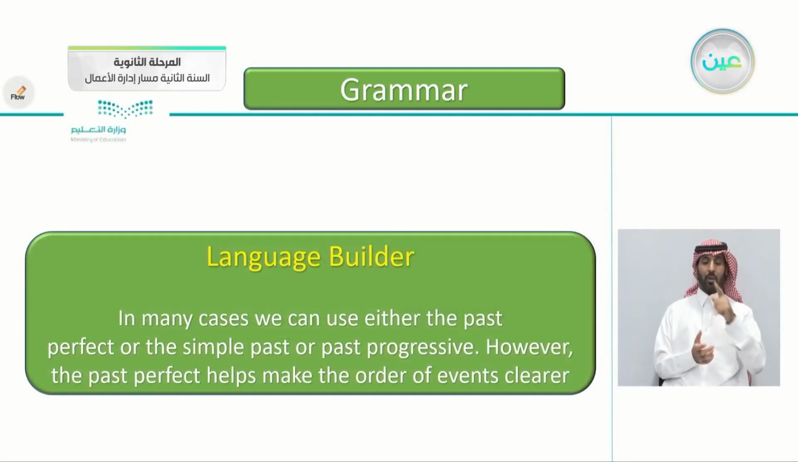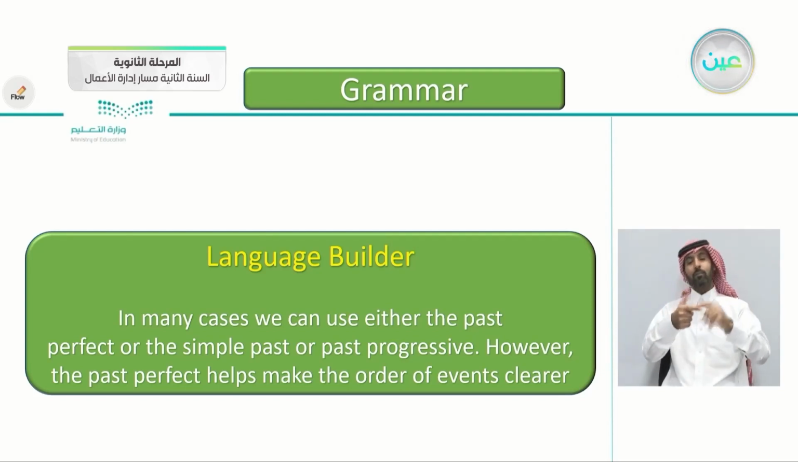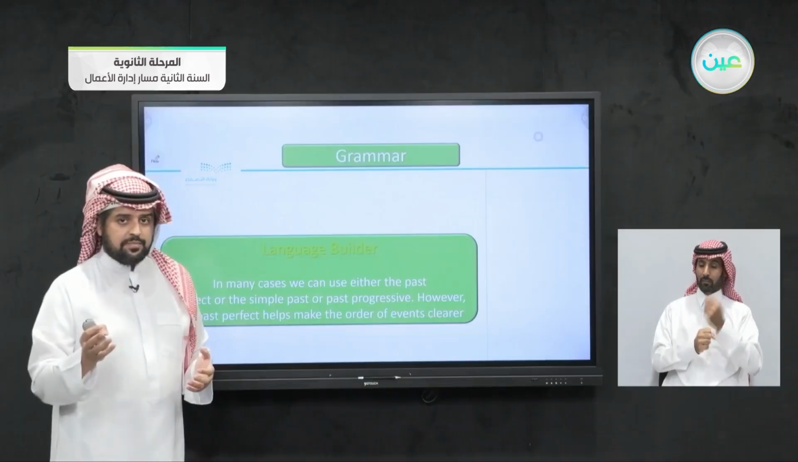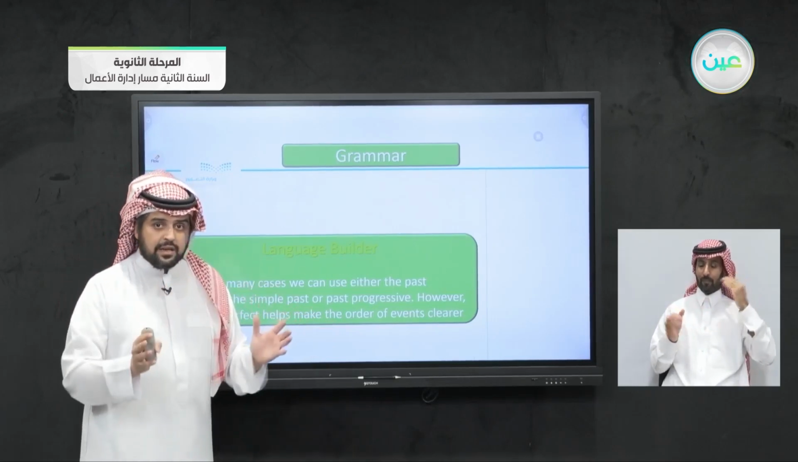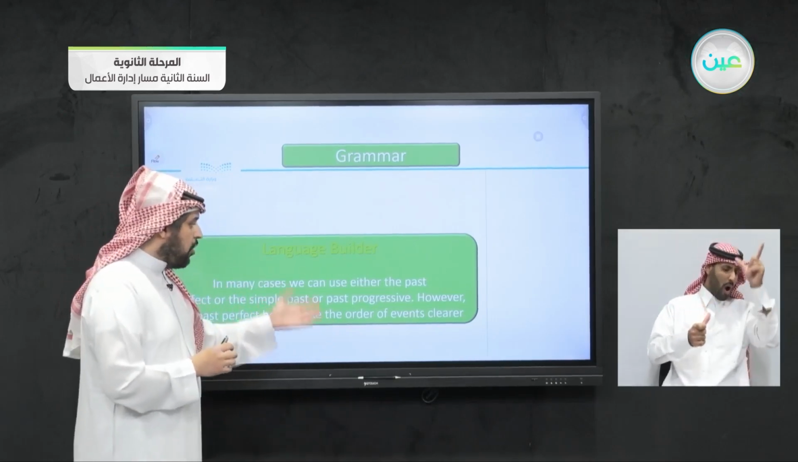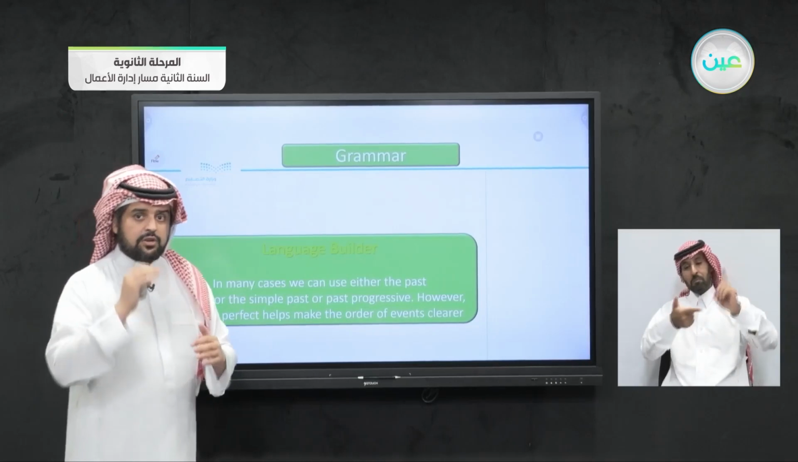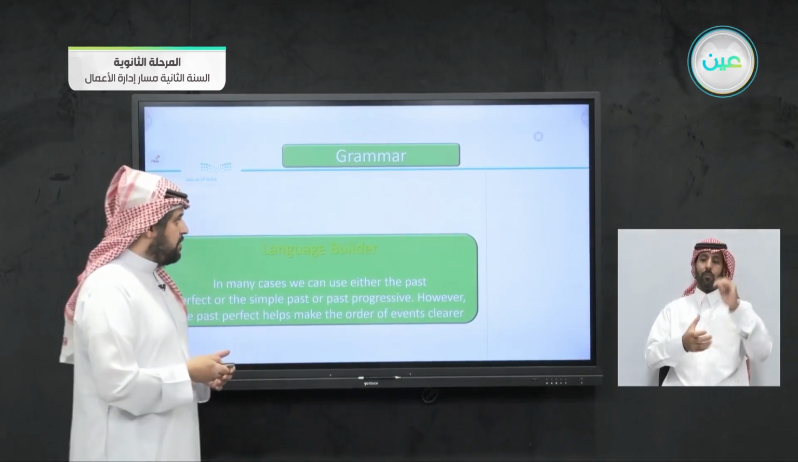Here's a language builder for you, more information for you. In many cases, we can use either the past perfect or the simple past or past progressive. However, the past perfect helps make the order of the events clearer. You can use either the past perfect or the past simple, but if you use the past perfect, it will help clear the order of the events, the chronological order of the events.